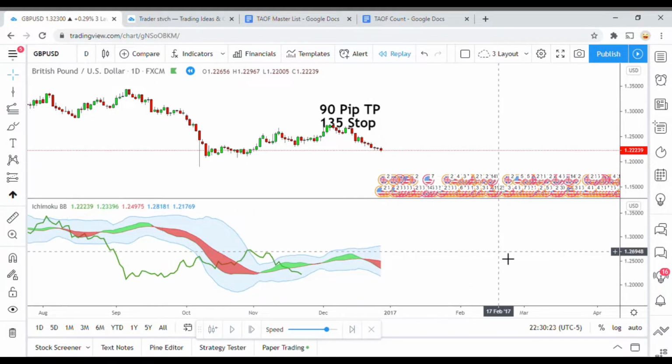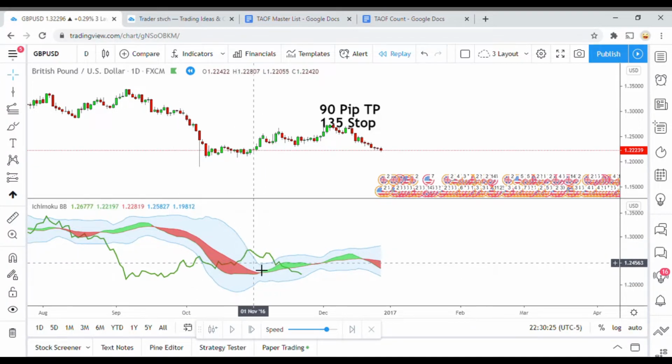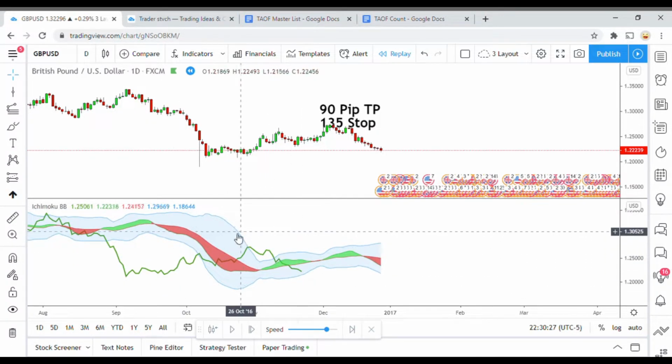And so the lagging span, and I'm going to go ahead and bump up the visibility all the way. There we go.